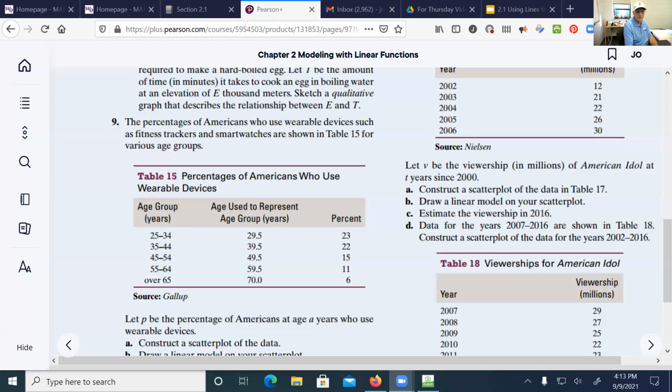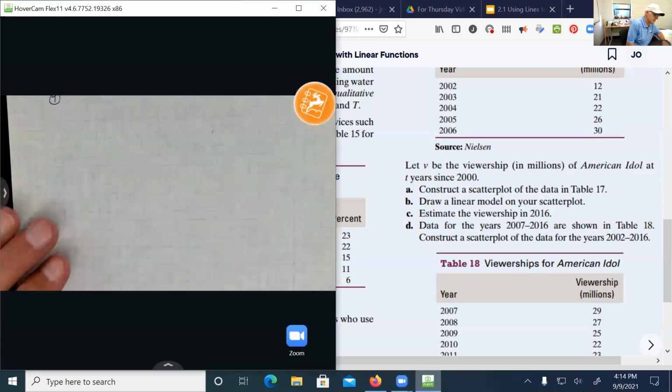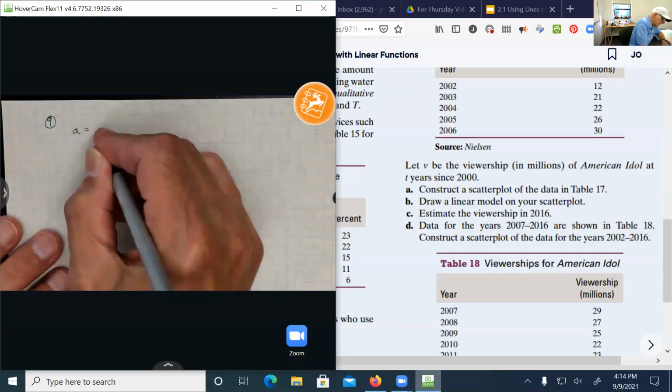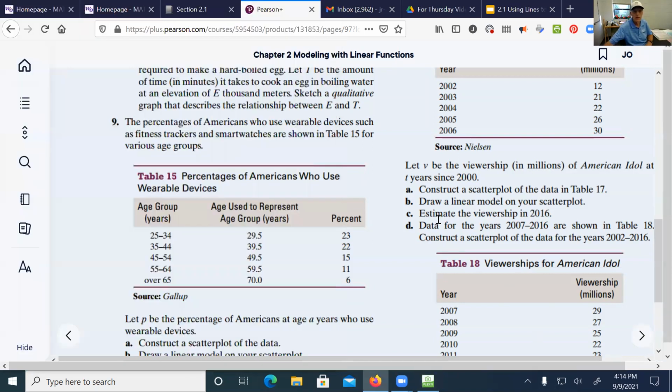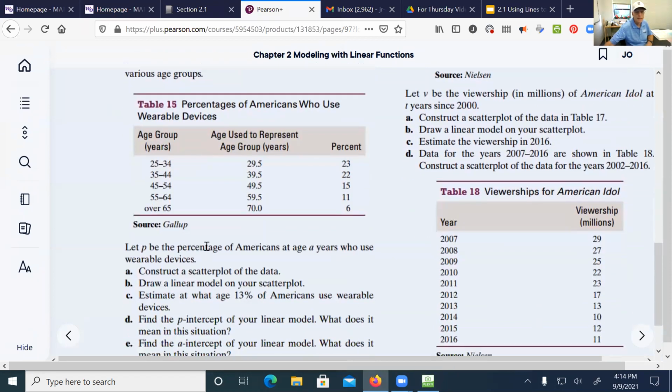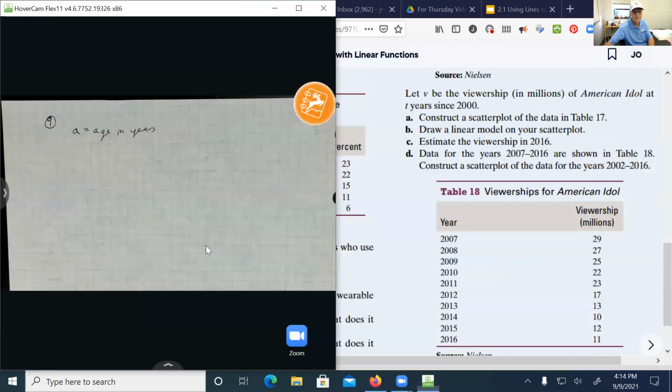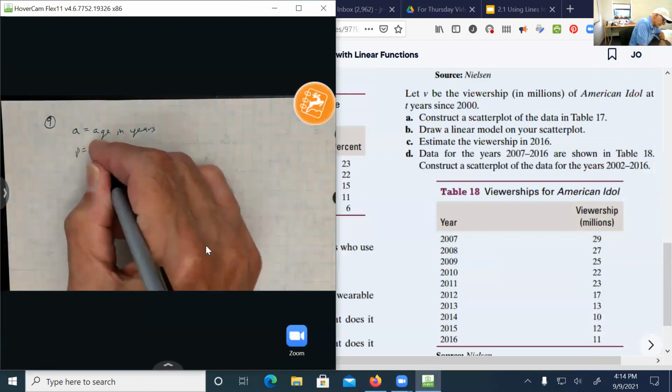Now, our two variables are given to us in the problem. Sometimes that's the case, and sometimes we have to define them ourselves. So let's take a look at what we have here for our variables. A is the age in years, and so that's our input. So let's write that down on our paper. This is question 9. The input is A equals age in years. The output is P, the percentage of Americans. P equals percentage of Americans.